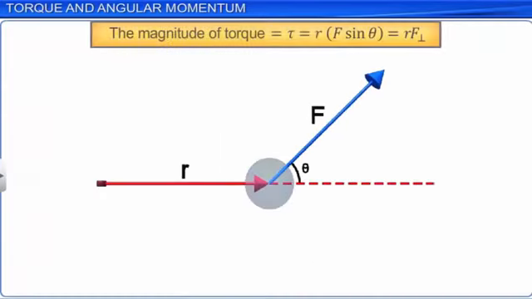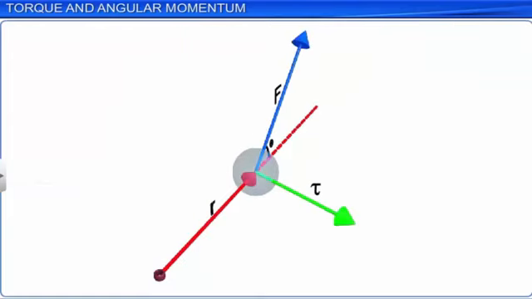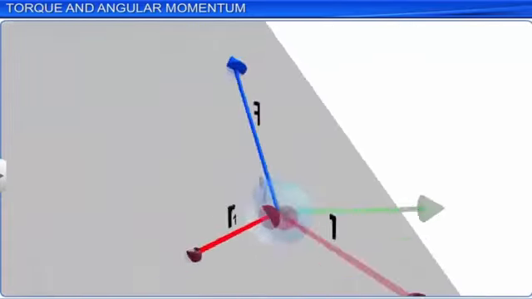The magnitude of torque can be written as tau is equal to r into F sine theta, which is equal to r into F perpendicular, or tau is equal to r sine theta into F, which is equal to r perpendicular F. r perpendicular is called the lever arm or moment arm. Note that the torque defined here is about a specific point, usually called origin. The torque of the same force about a different origin is different. Hence, identifying the origin is very important.